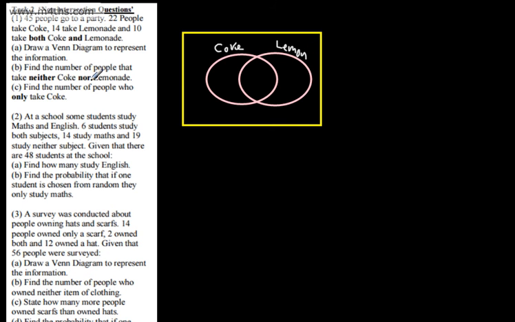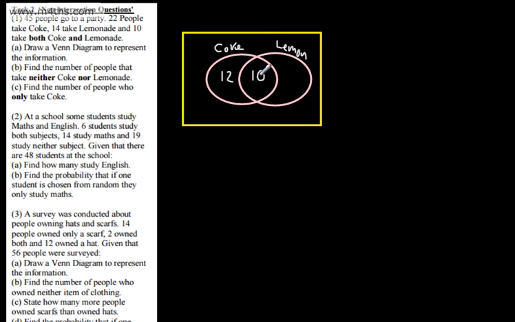Okay, let's just be careful here. We've got 45 people, 22 people take Coke, 14 take lemonade, and 10 take both Coke and lemonade. I'm going to start with the 10. The 10 goes in the middle. We're told 22 people take Coke. The big error here is people want to write 22 in here. That's not correct. We've already got 10 of them here, so we only need 12. Just consider this total ellipse must sum to 22. Coke is 22. If I put 22 in there, we'd have 32. So it's just 12.